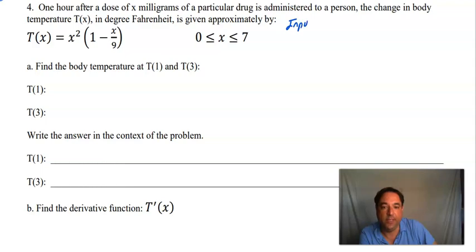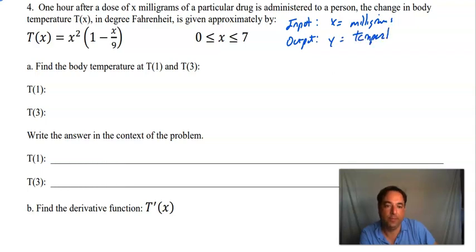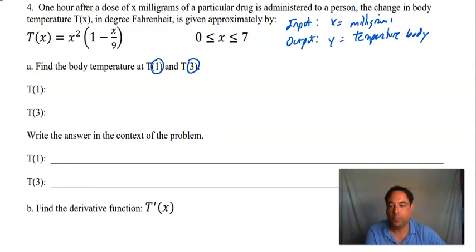So again, be very careful. What is the input? The input is x, which is milligrams, and the output, which is y, is the body temperature. So be very clear: input, output. Okay, so for the first one, we're just going to plug 1 and 3 milligrams into the original to see what the body temperature will be.